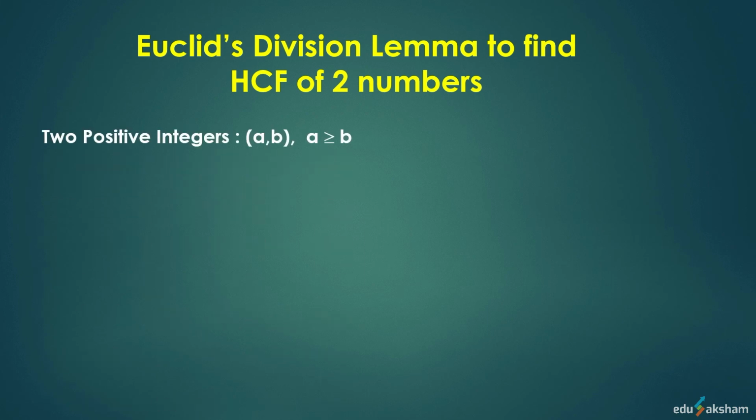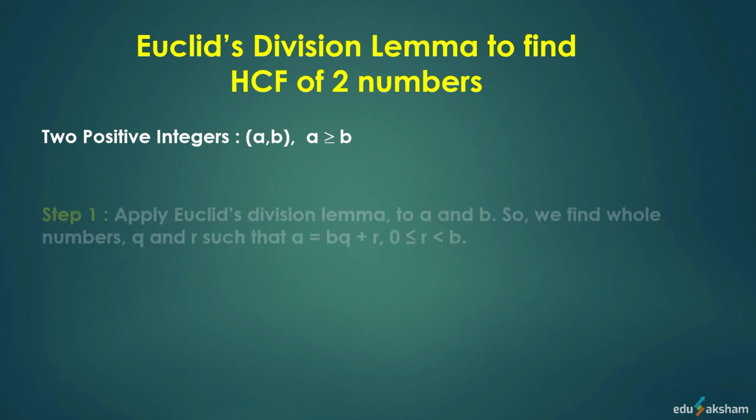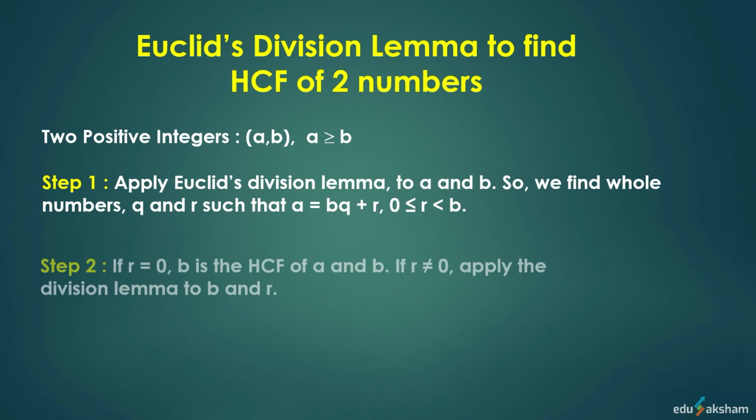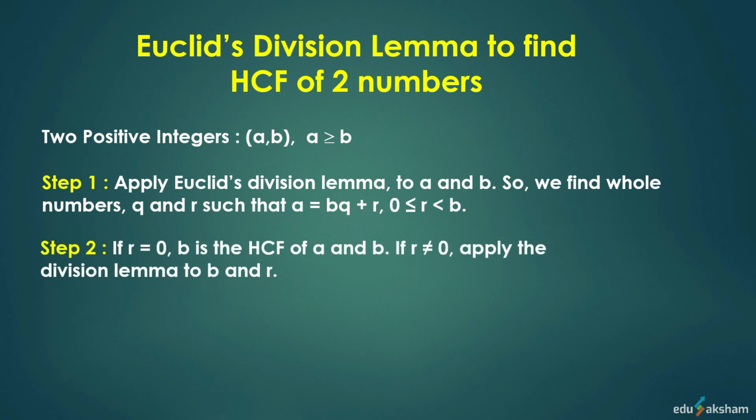Let the two numbers be a and b. First, we have to apply Euclid's division lemma to a and b. That is, we will take a as the dividend and b as the divisor. We will find two whole numbers q and r such that a equals bq plus r, where r is greater than or equal to 0 and less than b. We move on to the next step, where we check if r is equal to 0. If r is equal to 0, b will be the HCF of a and b.